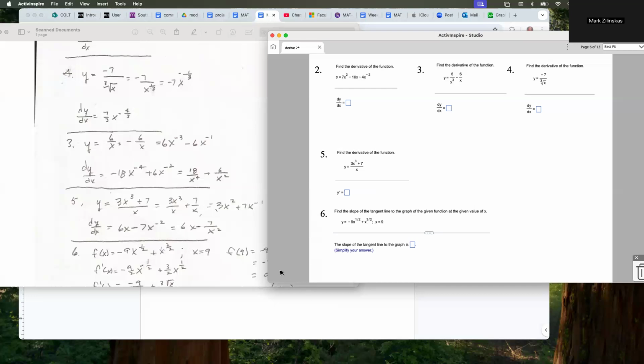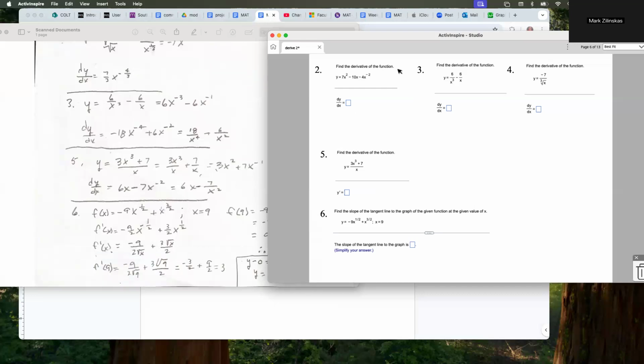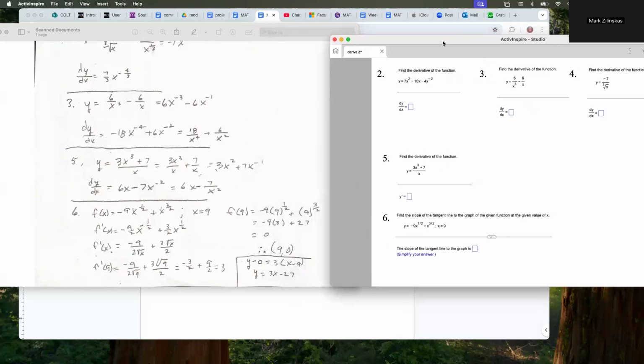The last thing we want to do here, I know I'm going quick, is we want to find the slope of the tangent line to the graph of the given function of x. And the slope of that tangent line to that graph is, and then we're just going to write that in there.